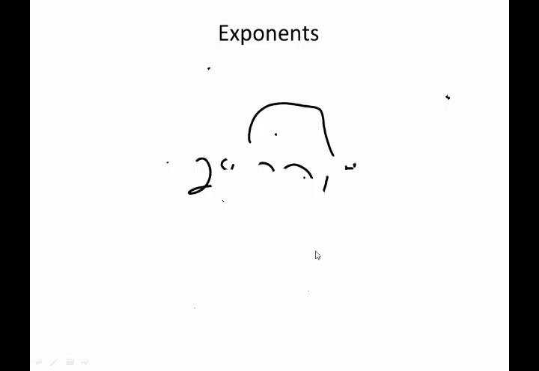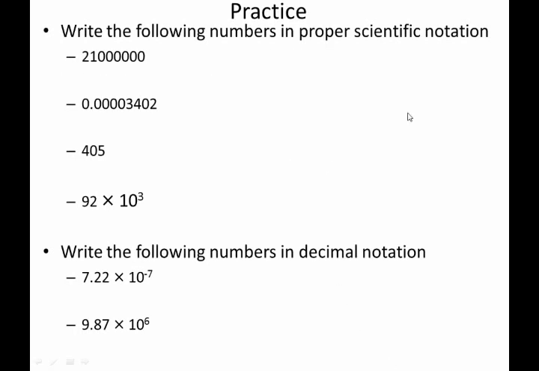So, actually, let's do these. Go ahead and pause it and try this. So the first one becomes 2.1 times 10 to the 7th. The next one becomes 3.402 times 10 to the negative 5th. This one's 4.05 times 10 to the 2nd. Now this last one's kind of funny.